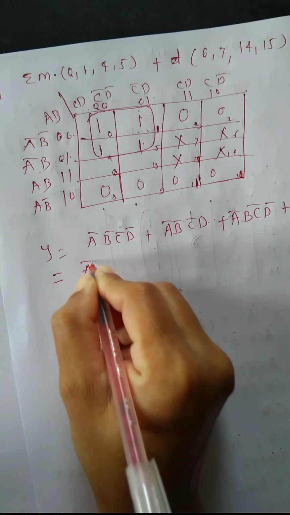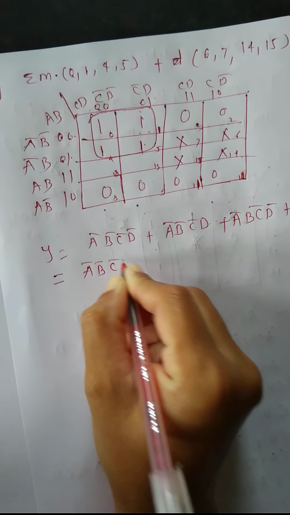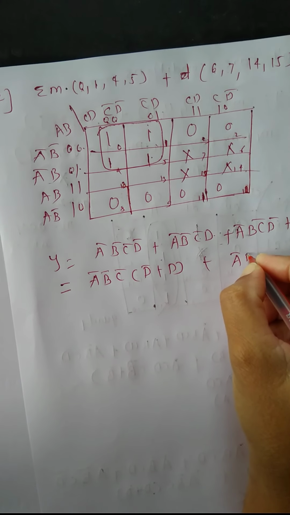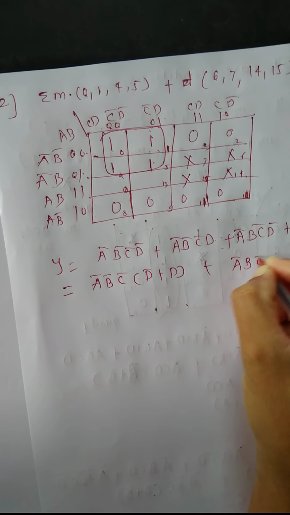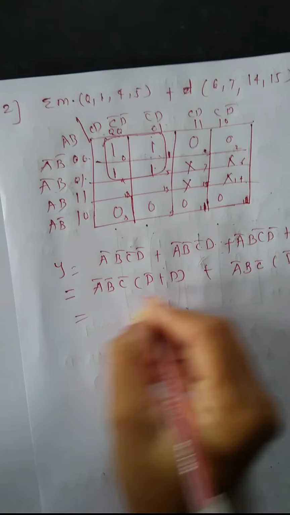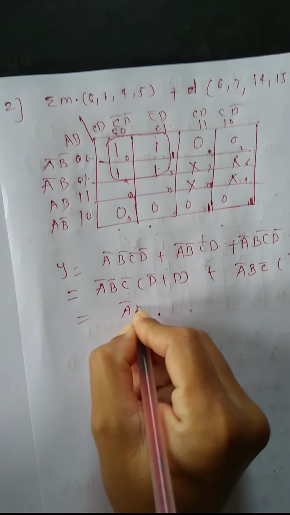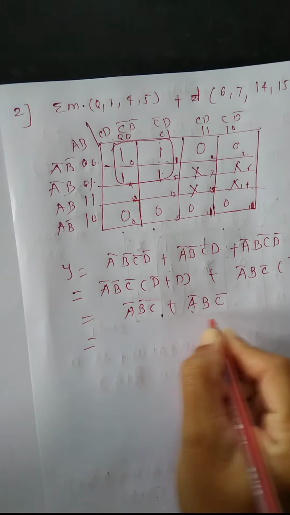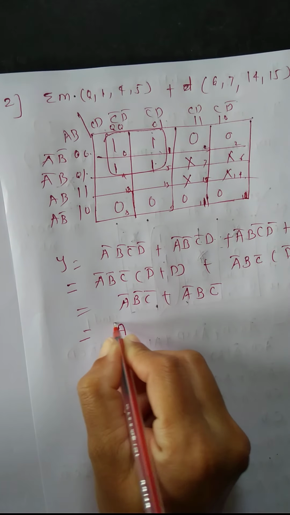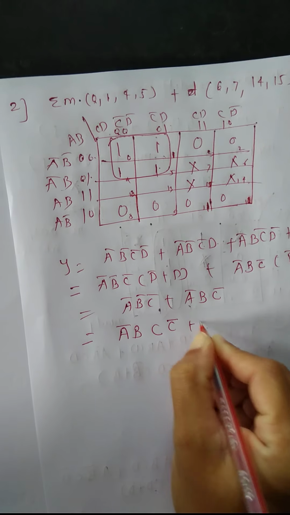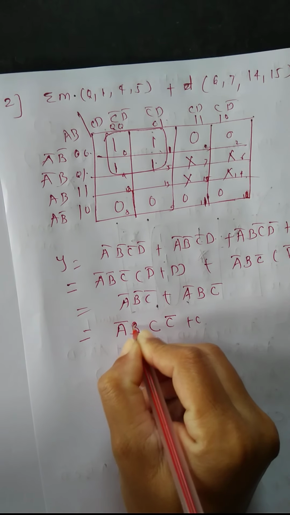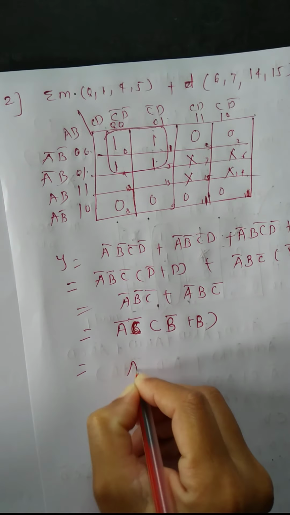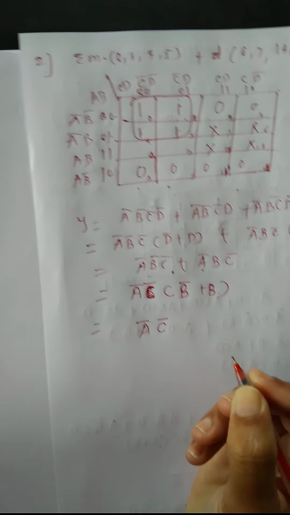Next you have to simplify the equation. A bar B bar C bar D bar plus D from these two terms, and here A bar B C bar D bar plus D. For this you have to use the law. A bar B bar C bar plus A bar B C bar, and the answer is A bar B C bar plus, common C bar, B bar plus B, so the answer is A bar C bar.